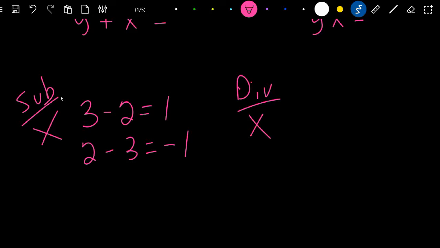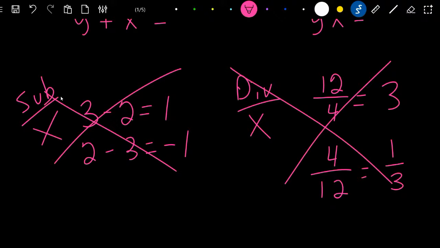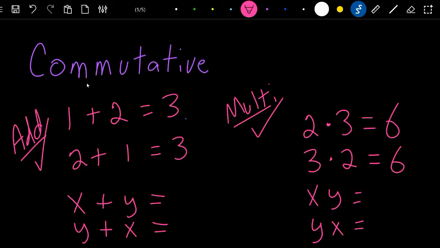So what do we have? Let's say we have 12 divided by 4, and that equals 3. What if we have 4 divided by 12? That doesn't equal 3. That equals 1/3 if we reduce it, okay? So subtraction, no. Division, no. Addition and multiplication, yes, those work, okay? Commutative, you can switch things around.